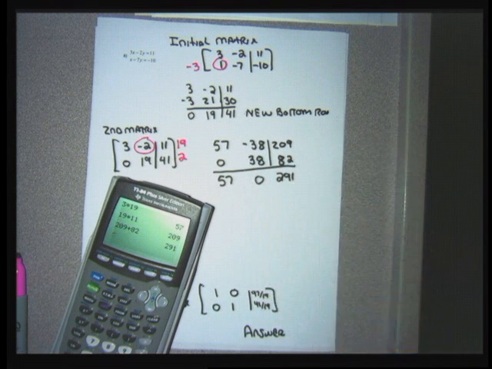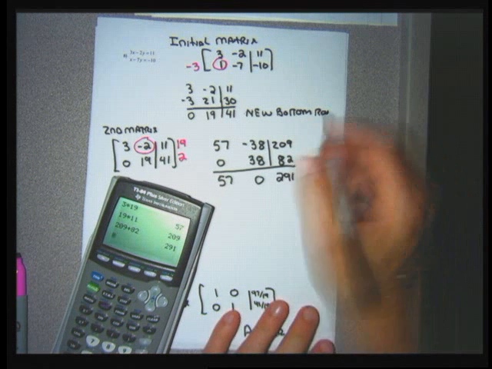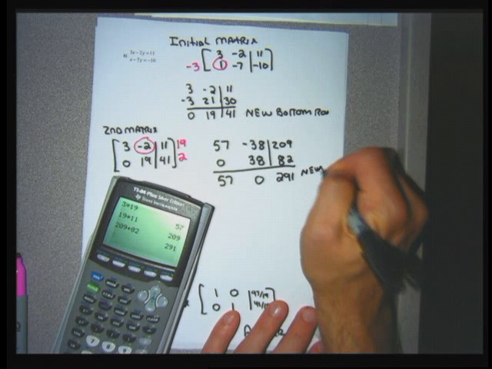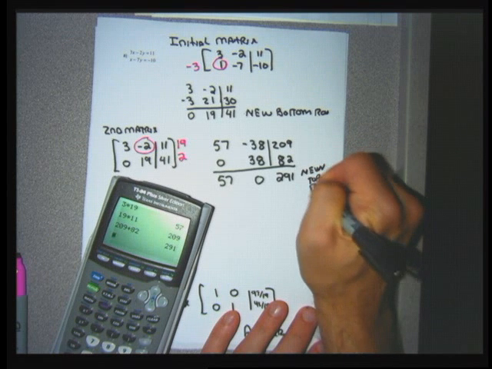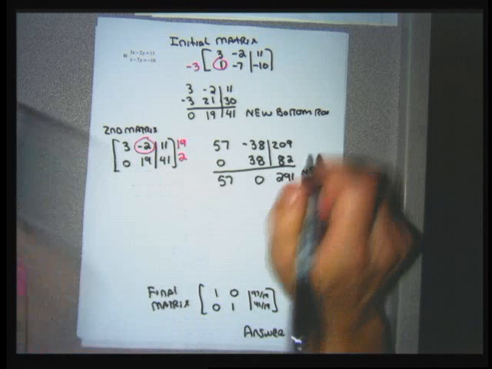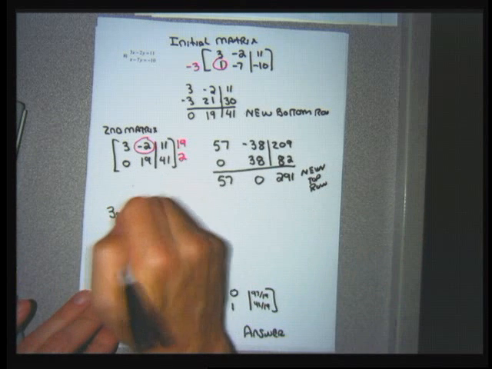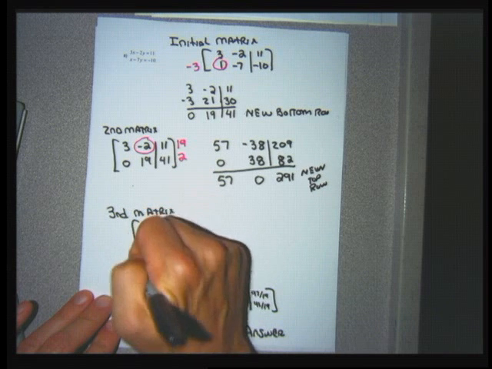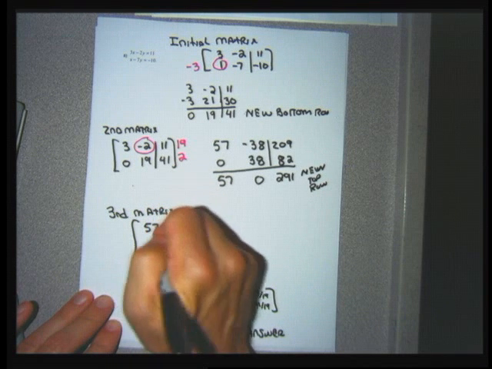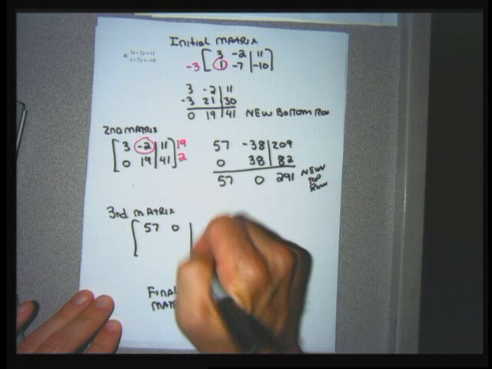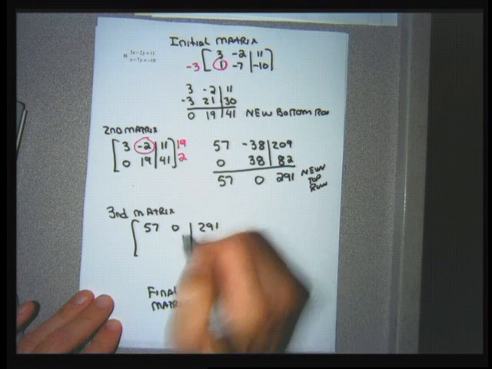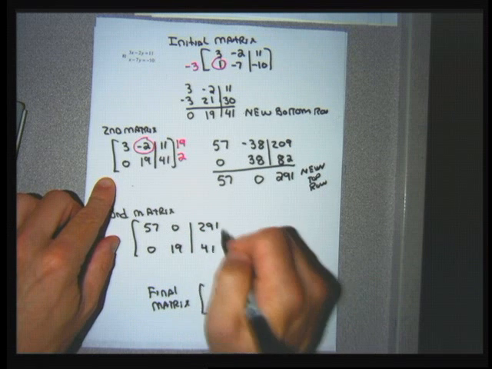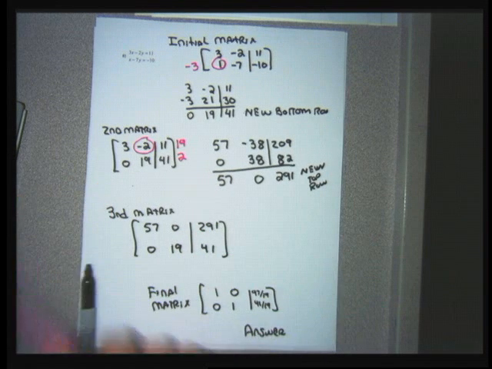Those are both divisible by 3, but I'll do all my division at once here in a second. So I'm going to do a new top row and get my third matrix. So when you have fraction answers, you pick up an extra matrix. My third matrix is going to be 57, 0, 291 for the top, and the same 0, 19, and 41 for the bottom. And now I'm going to divide.